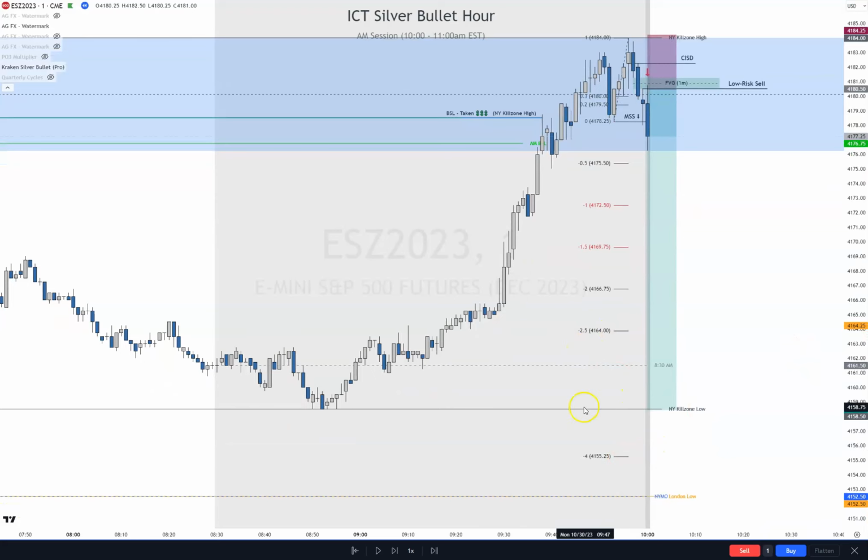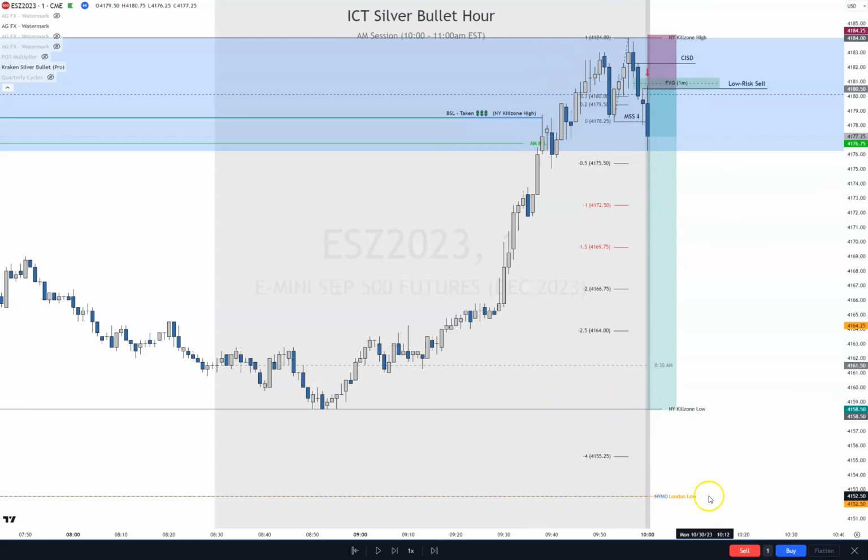2.5 is not there. This is where the kill zone's at. It's kind of in between the two. I'm going to go with this low. Obviously, when we take out the kill zone high, which we're not, we're actually at the kill zone high, but we took out yesterday's kill zone high and AM buy side and into a 1 hour order block, and now we're going down. First target for me would be the New York kill zone.